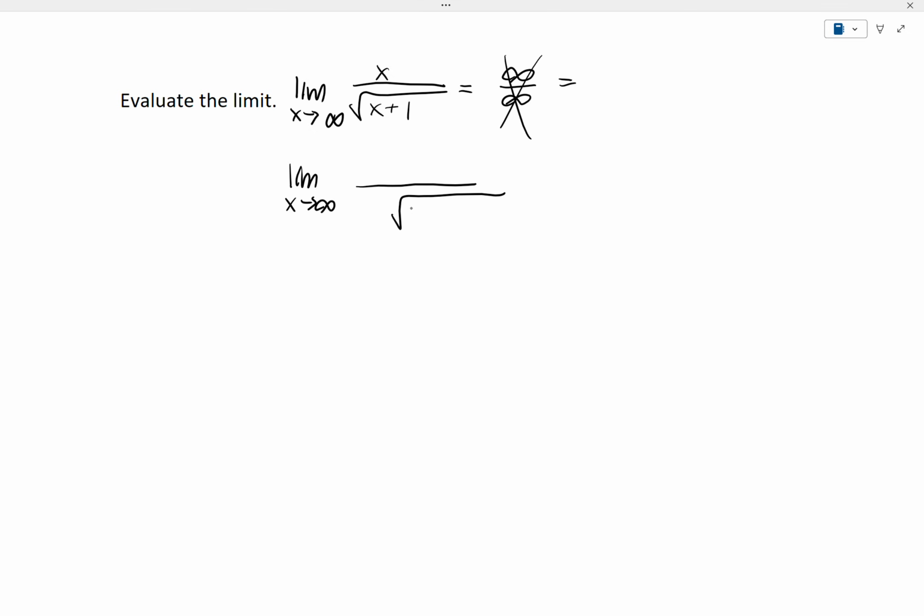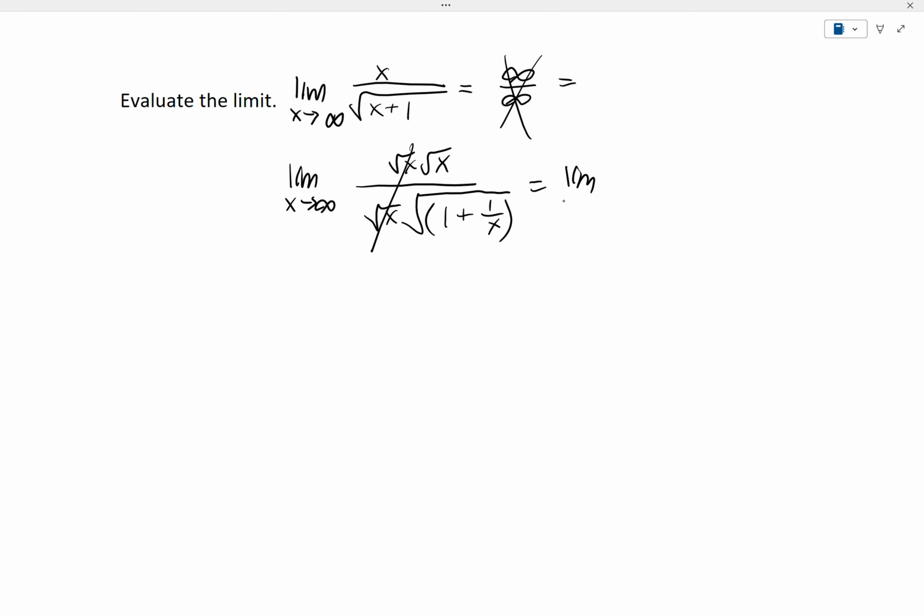We can write x plus 1 as x times 1 plus 1 over x. And then we can rewrite this as pulling that x outside the root. So that ends up becoming root of x times that under the root. And in the numerator, we still have x, which we can write as root of x times root of x. Doesn't matter how you think of it, but we're now going to be canceling this root of x in the numerator and denominator.